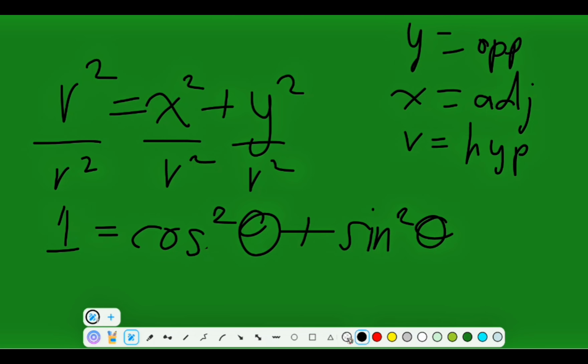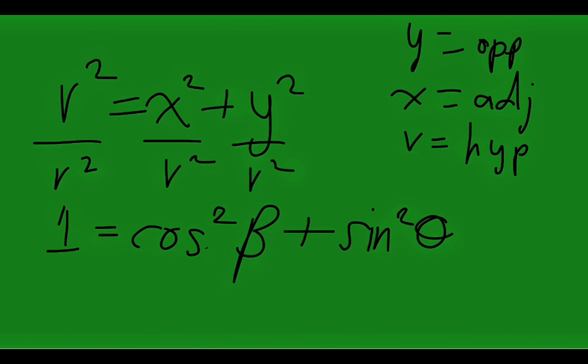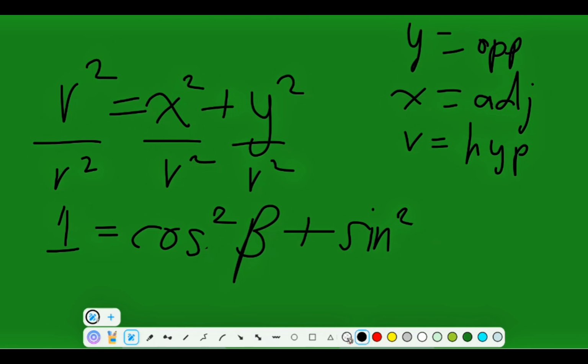Cos²θ plus sin²θ is equal to 1. Keep in mind, these angles have to be exactly the same. If right here is supposed to be beta, then that means here it's supposed to be beta too. This right here, cos²β plus sin²θ, is not equal to 1. Those angles have to be exactly the same for this to work.